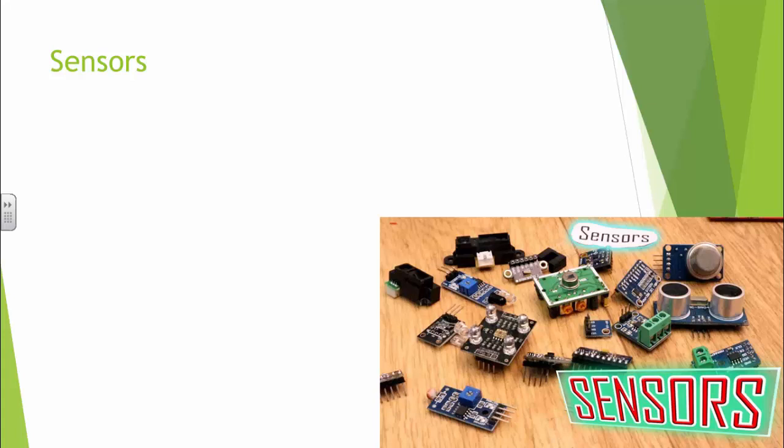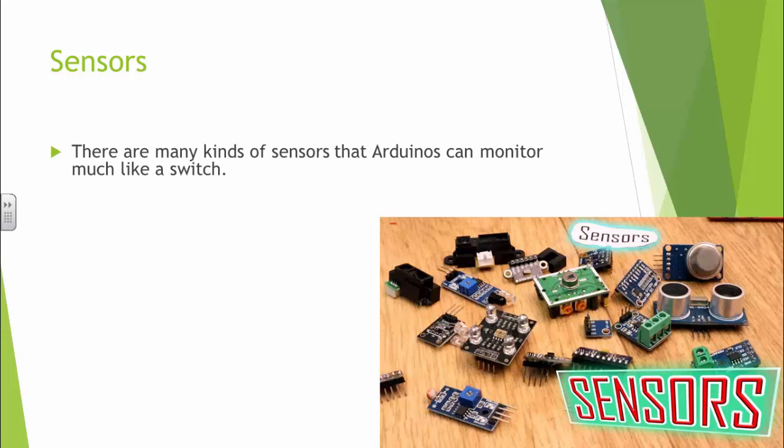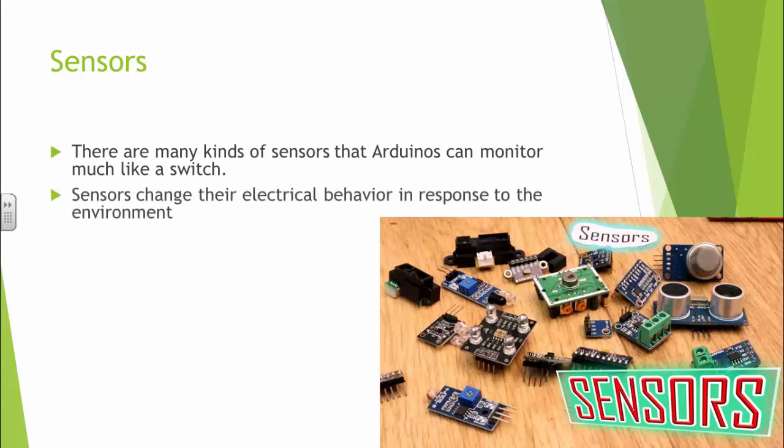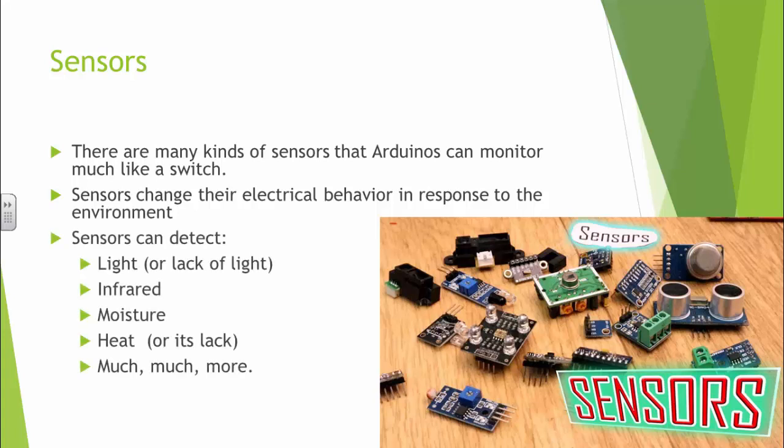Now, switches are largely yes-no, and they largely react to fingers. Sensors react to many, many other things. So there are lots of kinds of sensors available to our Arduino. The key thing around a sensor is that its electrical behavior has to change in response to that thing that it's monitoring. And ideally, its electrical behavior will not change with any other change in stimulus. So it's focused on that one idea, that one item.